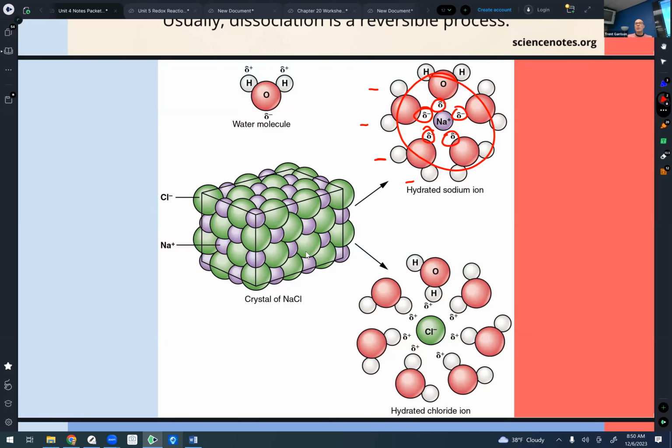It's one of the reasons why we can't see a solid crystal whenever it goes into water, is because it bends the light around all of these water molecules that are surrounding those ions, and it causes the light to bend around it, and that's why we no longer can see it once it dissolves.